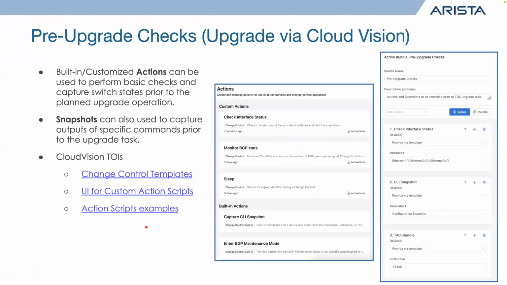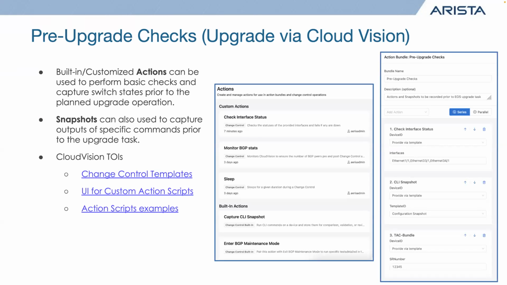All right. So similar to what Devroy showed you while performing the pre-upgrade checks on the CLI itself, we have something similar on CloudVision, wherein instead of using the show commands and directly running them on the EOS CLI, we are going to be using something called built-in or customized actions and snapshots. Now, snapshot was briefly covered in webinar 1. What these are is basically similar to a cron job that you can configure on CVP, where you can tell CVP to run a show command on the switch, capture the output, and store it.